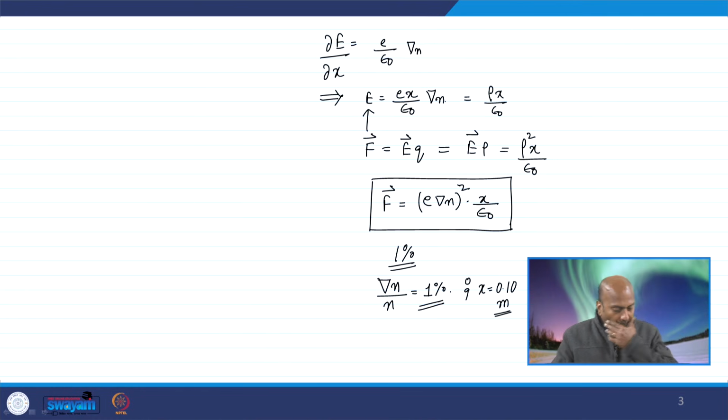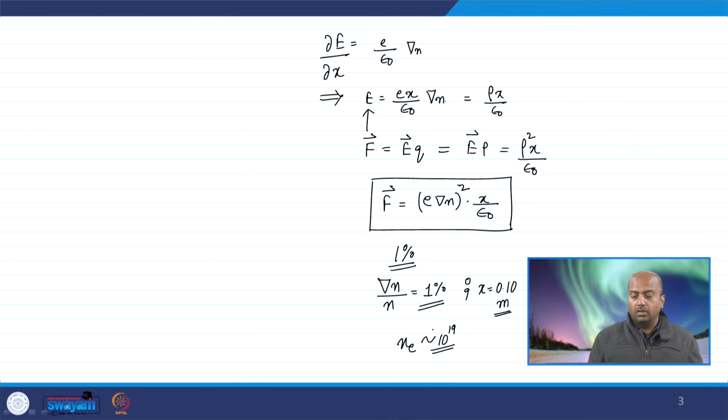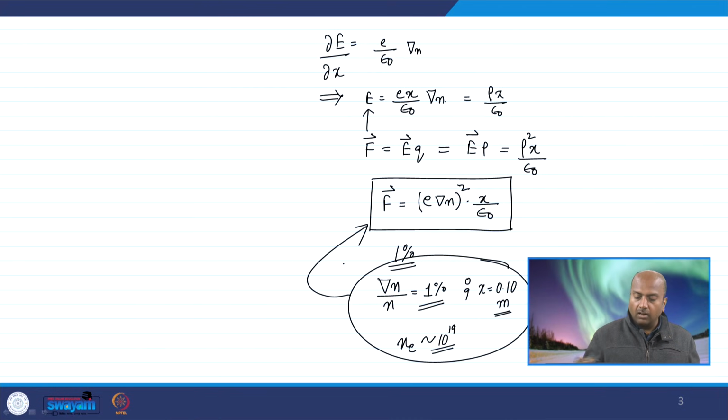Okay. Now, let us assume a plasma whose density is 10 to the power of 19 electrons per unit volume. Okay, so which is Ne. And if you want to calculate Ni, it will be 1% larger, which is 1 by 100 times 10 to the power of 19. Right. So, fine. Now, with these simple numbers, we will calculate how much amount of force will act on the plasma.